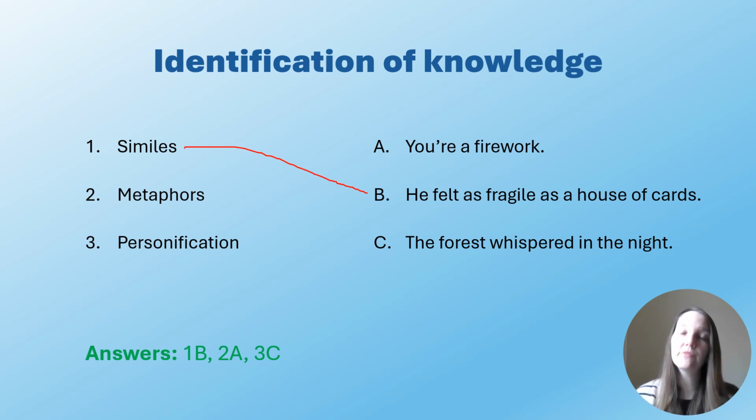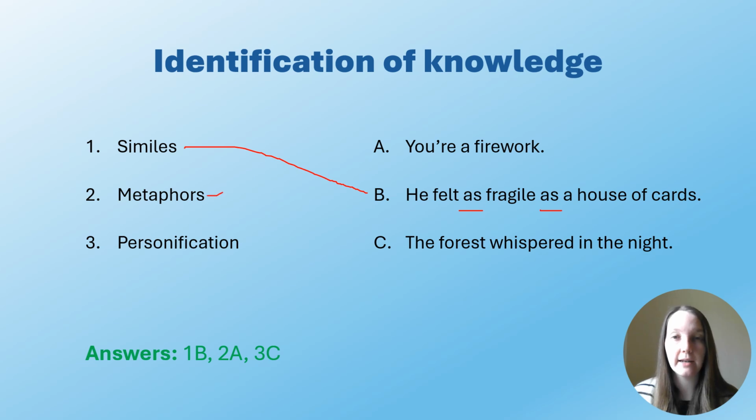Okay, so we've got this fragility of this person being compared to the fragility of a house of cards. And we've got the words here, as, so it could be like or as, that link these two images into the sentence. So he felt as fragile as a house of cards. So that is a simile there. If you got that, big well done.